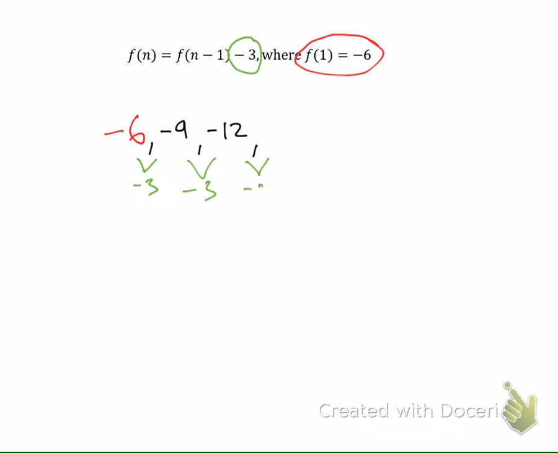So if I keep going, -15, -18, -21, and so on. I'm always subtracting 3. That's our pattern. That's what the recursive rule is for. All right, and that's it for arithmetic sequences.